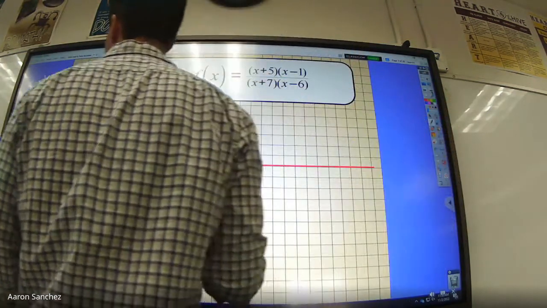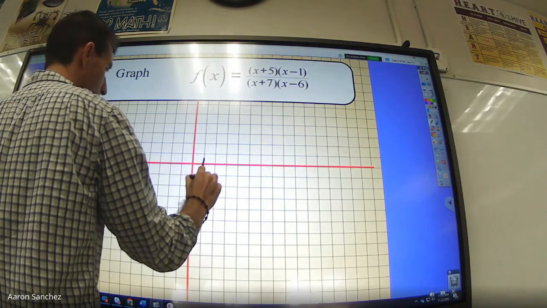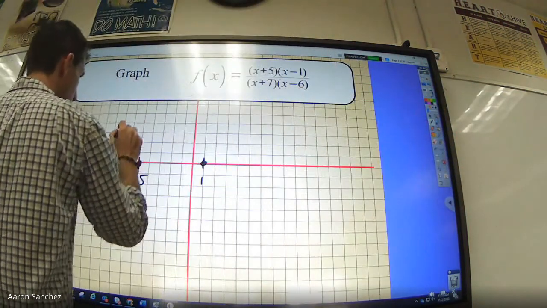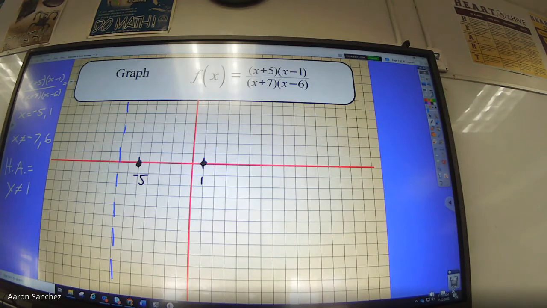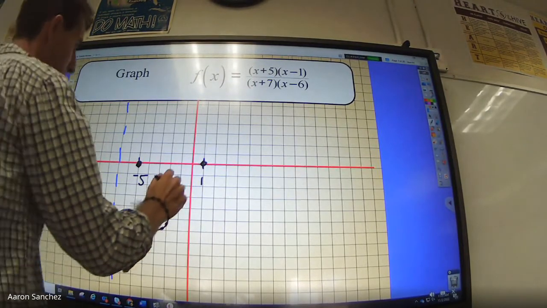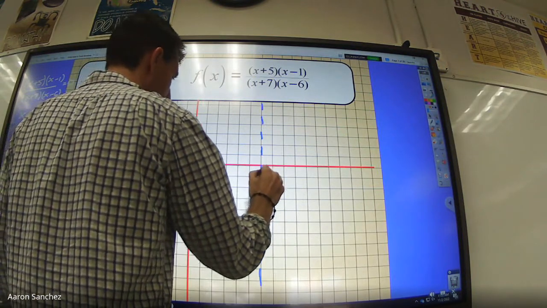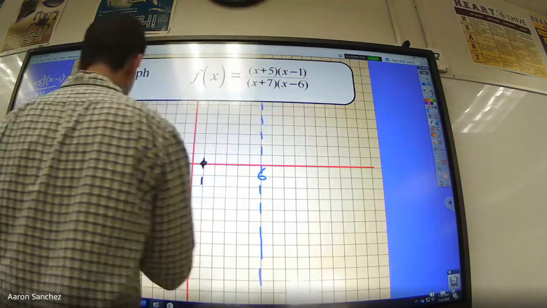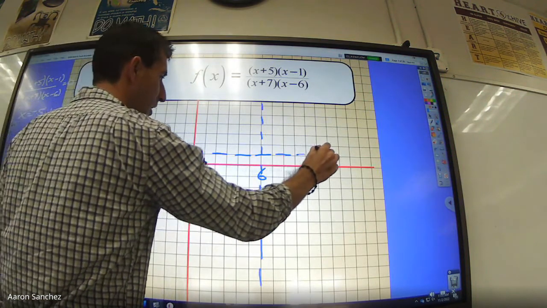Here we go. I got my zeros at negative 5, 4, 3, 2, 1, and positive 1. And I got negative 7 as my vertical asymptote. I got positive 6 as my other vertical asymptote. So I got 6, negative 7, and positive 1 as my horizontal asymptote.